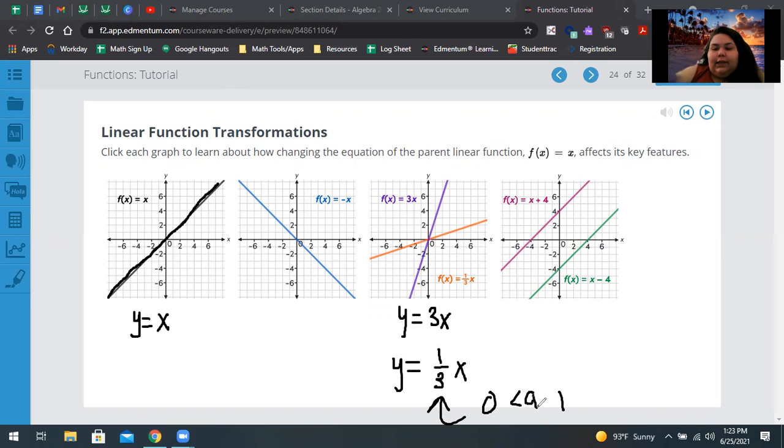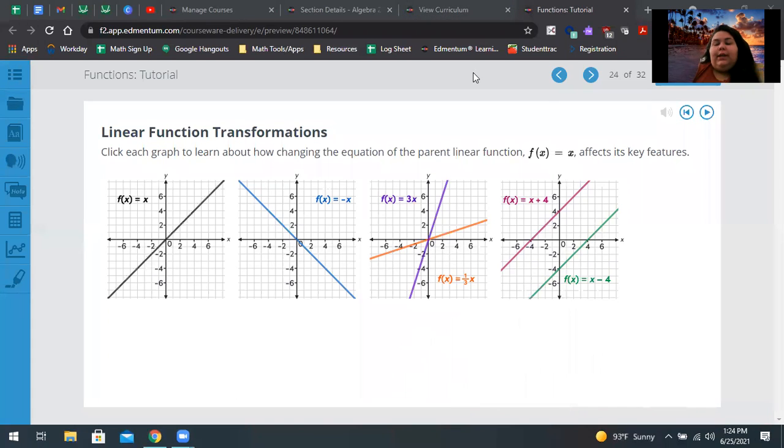So we'll call it A. If A is between 0 and 1, a decimal or a fraction, it is going to be vertically compressed. So that's an example of compression. When it's stretched, A is going to be bigger than 1. That's when it is considered a stretch. So those are the cases when you're multiplying into it.